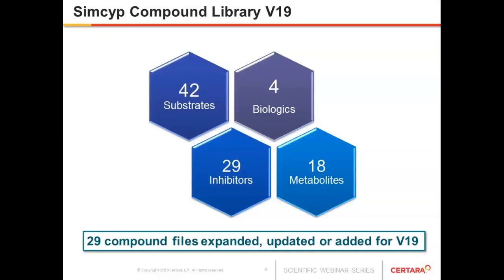I'd just like to point out that we are actually increasing the number of biologic compounds that are available for simulations in the simulator, and we currently have 4 biologic compounds available to use in version 19. Over the last year, we've been focusing on 2 different projects which have looked at updating and expanding compound files. In fact, we've updated or expanded 29 compounds over the last year, and they're all available in version 19. And I'll talk through these as we go through the presentation.